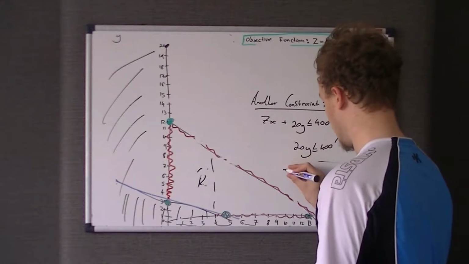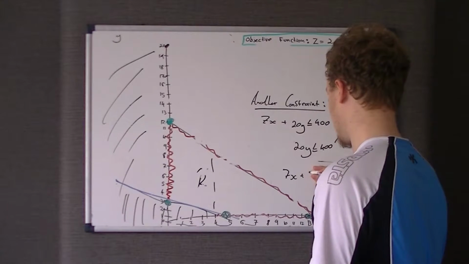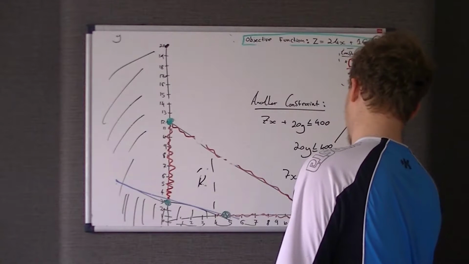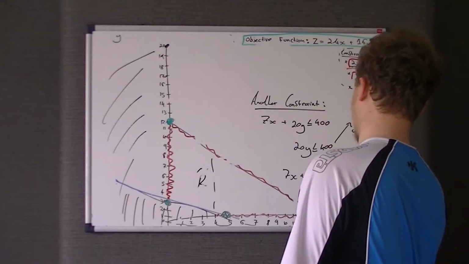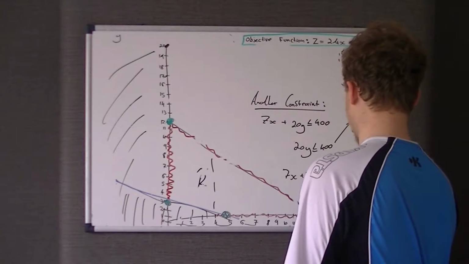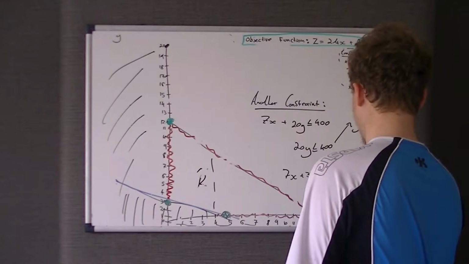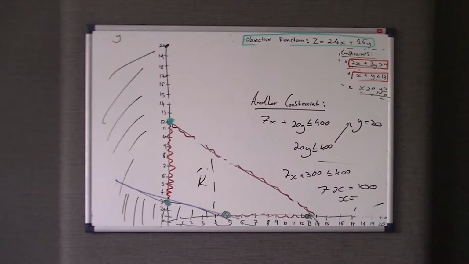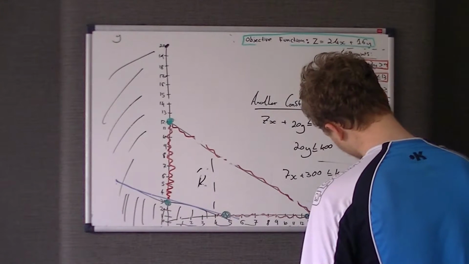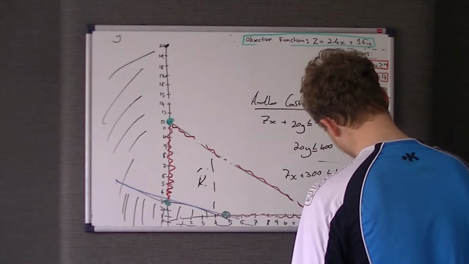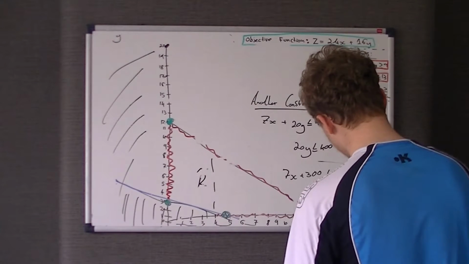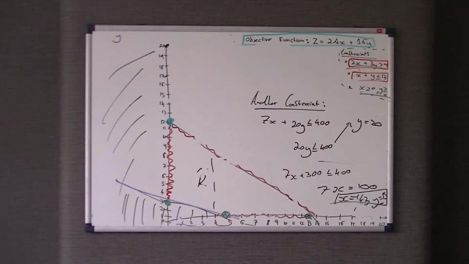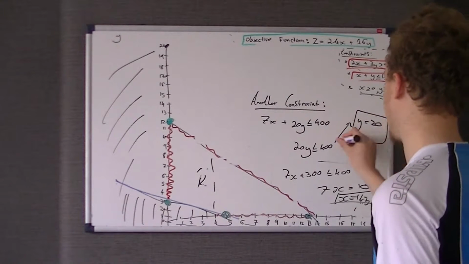And when you did that, it's 7x plus 20 times 15, which is 300, is less than or equal to 400. So therefore 7x is equal to 100. So therefore x is equal to 14.3. Okay, and to get that value, put y to be 15. So we've got a coordinate there of 14.3 and y to be 15. And we've also got y to be 20.